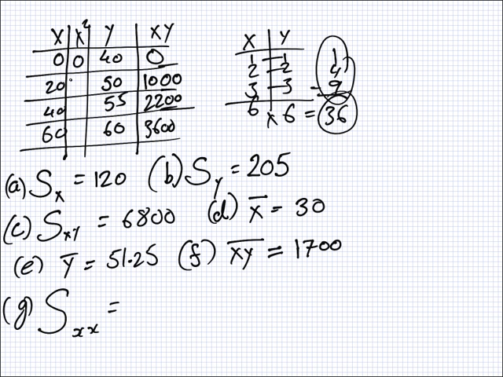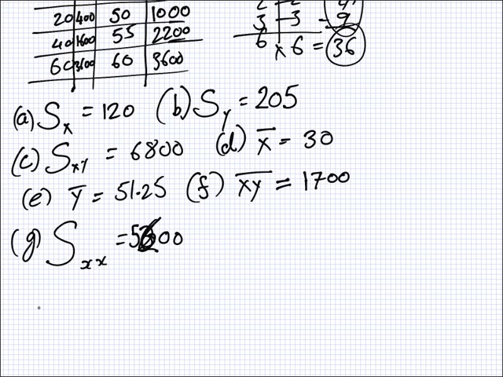0, 400, 1600, and 3600. Yeah, so those 4 added together, what do we get? 5,600. And Haza, do you notice that this is not what? It's not 120 times 120, is it? Yeah, very good.